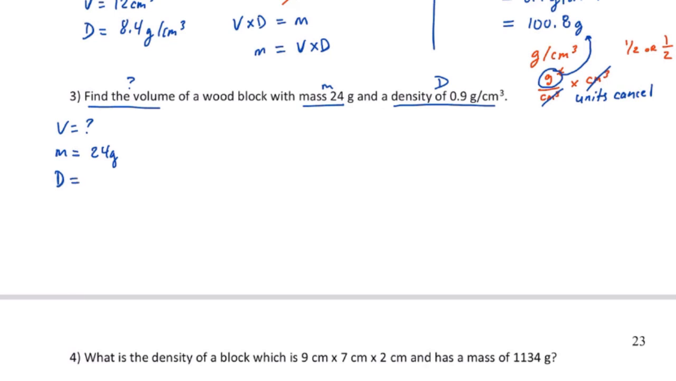I want to know 24 of what? Is it a gram? Is it a kilogram? Is it a pound? What type of mass are you dealing with? And then the density is 0.9 grams per centimeter cubed.